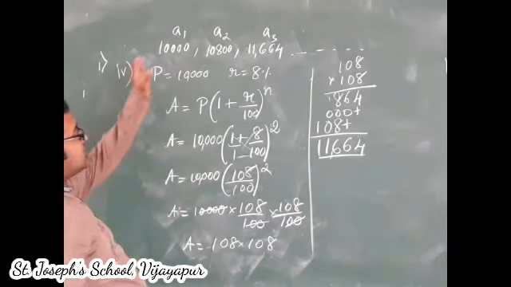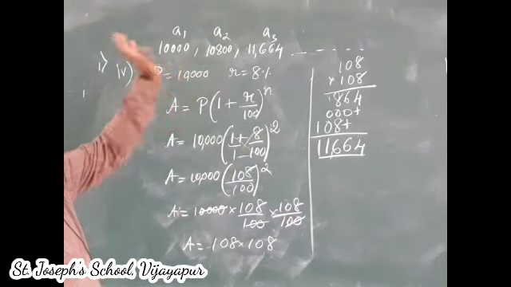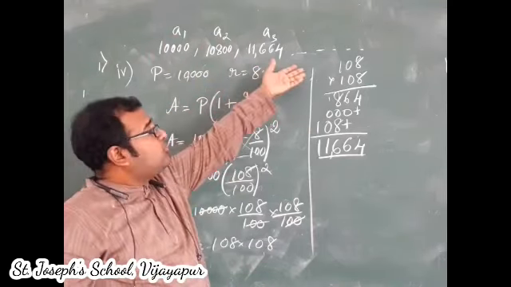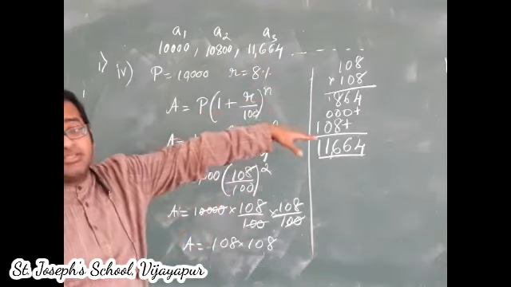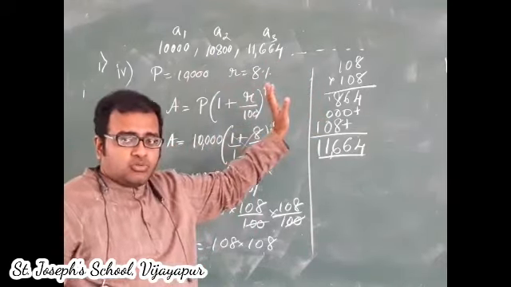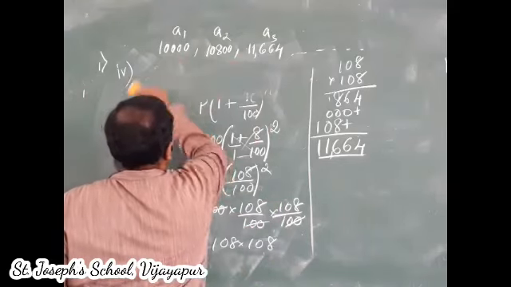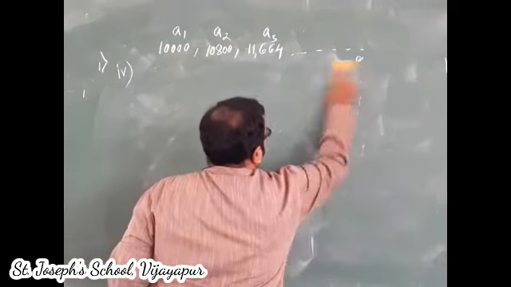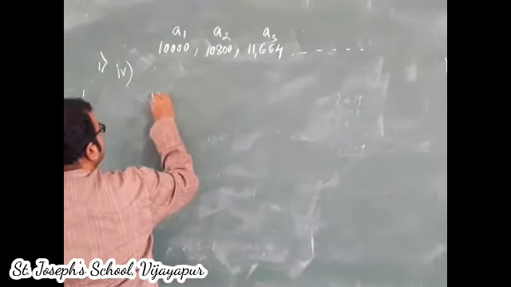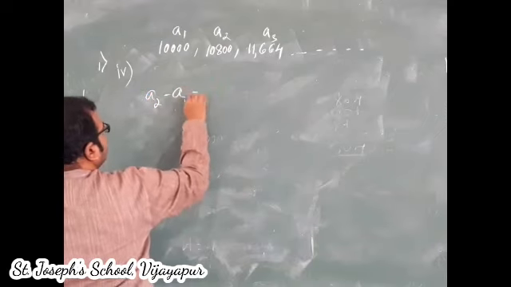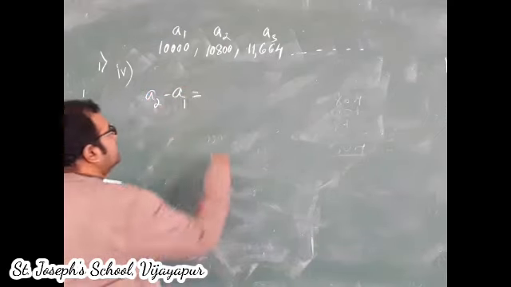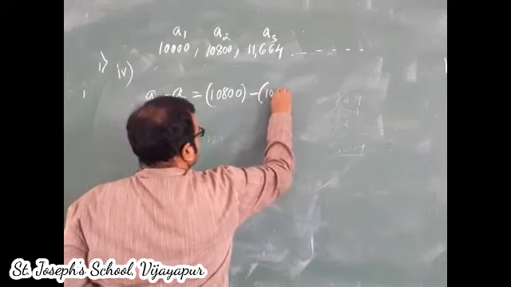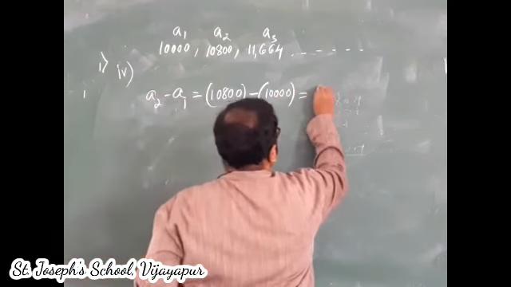But now, let us check whether these consecutive differences give us the same answer. If it is the same, then you can go for one more term. By the same formula, you can find the next term, A4, and then substitute that difference also. Now let us check whether A2 minus A1 and A3 minus A2 are the same or not. First, consider A2 minus A1. What is A2 minus A1? 10,800 minus 10,000. Answer is 800.